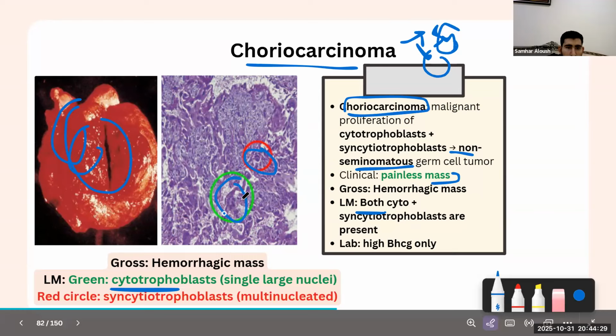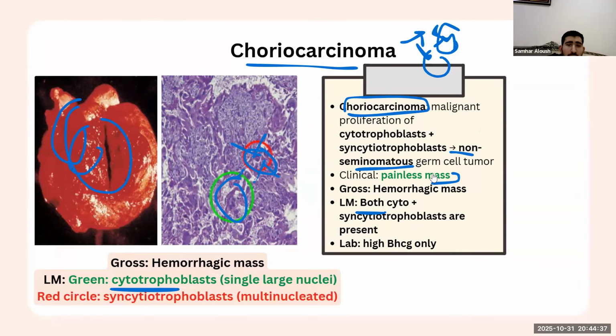In light microscopy, we have cytotrophoblast and syncytiotrophoblast. Cytotrophoblast is the green one, a single large cell, and syncytiotrophoblast is the red one, like multiple cells. But honestly, it's not that high yield, I would say. Just know that it's a painless mass, looks hemorrhagic, and has syncytiotrophoblast and cytotrophoblast in its structure.